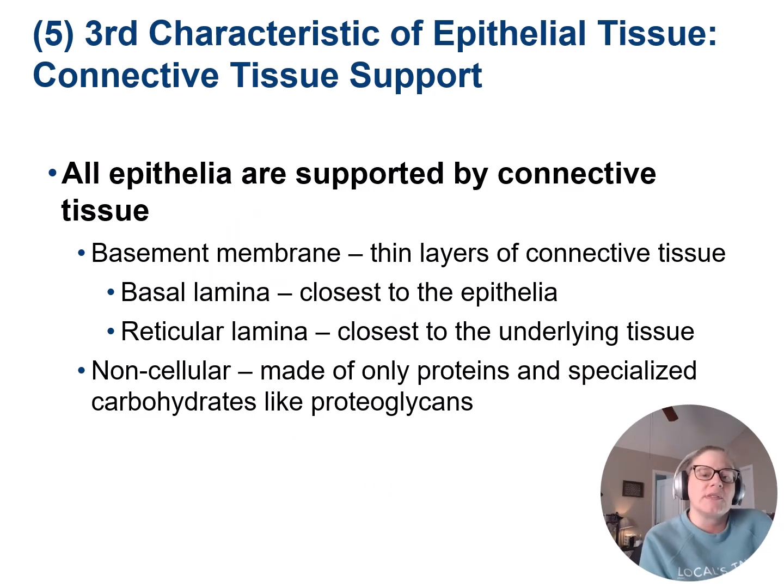Our third characteristic of epithelial tissue is that they are always, always, always supported by a layer of connective tissue. That connective tissue is called the basement membrane. And the basement membrane is made out of two very thin layers referred to as the basal lamina, which is closest to the epithelia, and the reticular lamina, which is closer to the tissue that's underneath it.